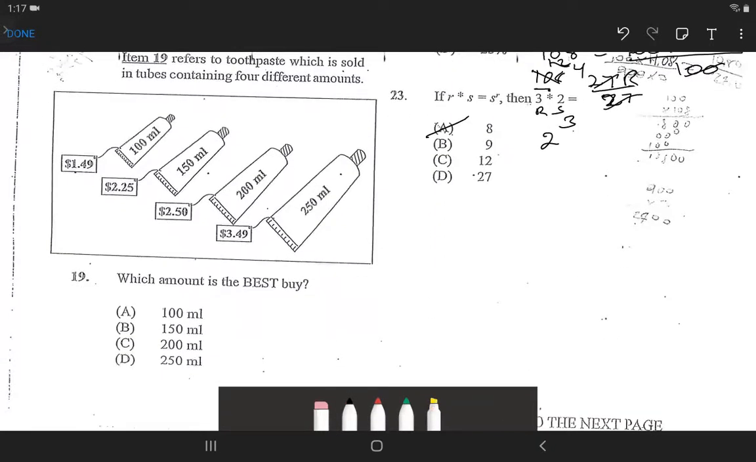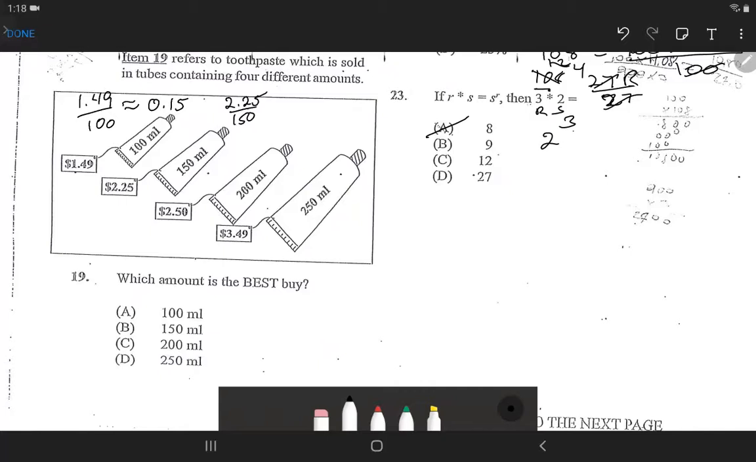Okay, well, we could do the calculation. If we look at the price per ml, the first one, that is 1.49 divided by 100. Right, and remember we're dealing with money, so this is exactly equal. Well, not exactly. You're supposed to approximate it. That is 0.15. That's 15 cents per ml. For this one, it is 2.25 divided by 150.